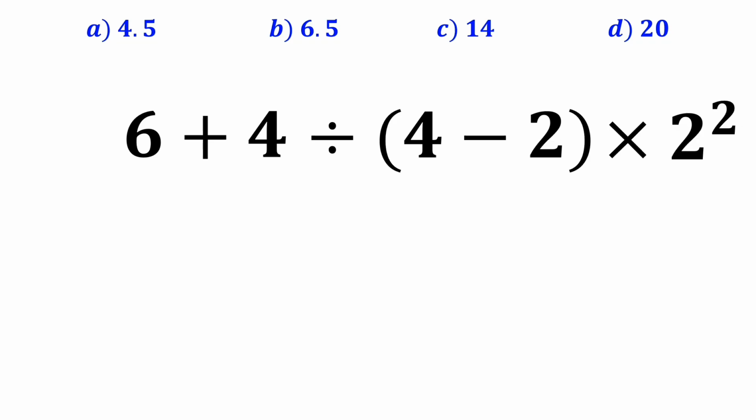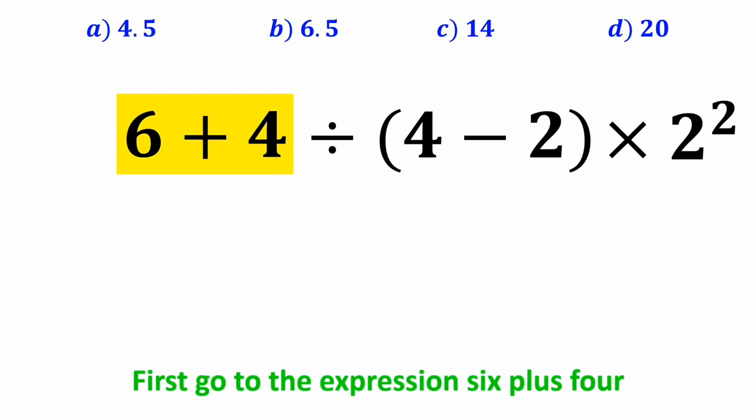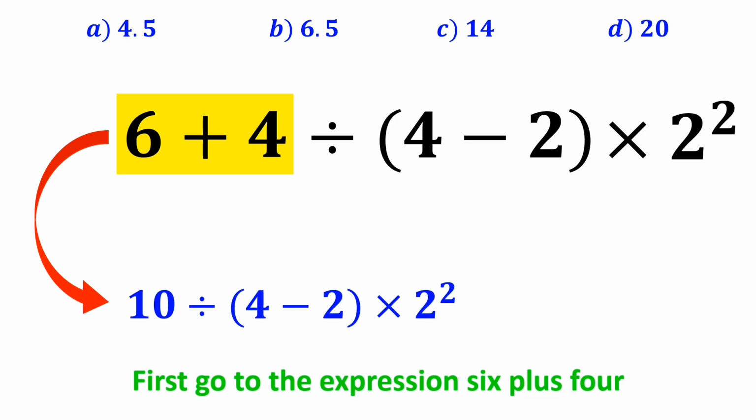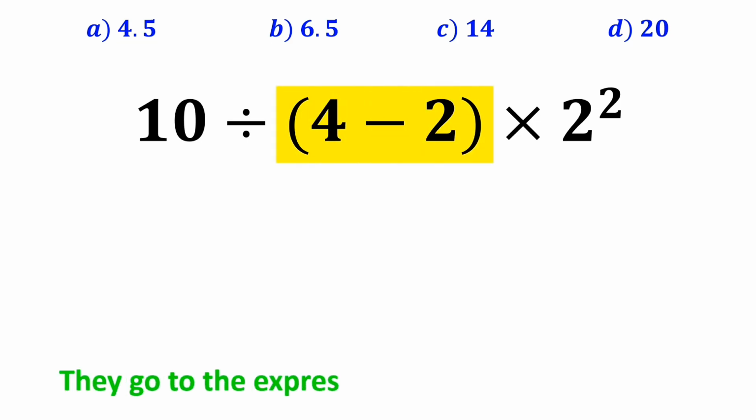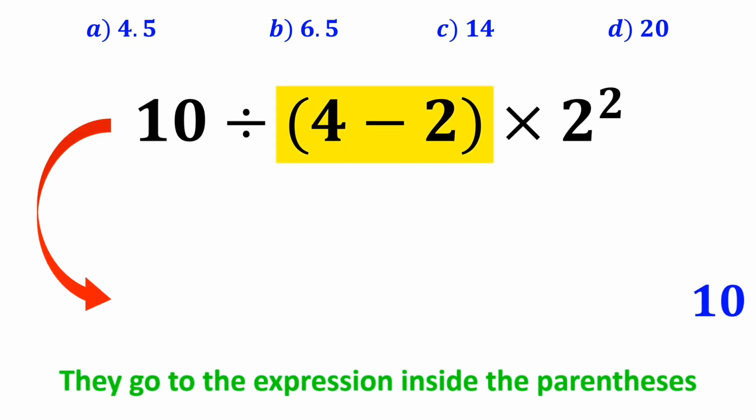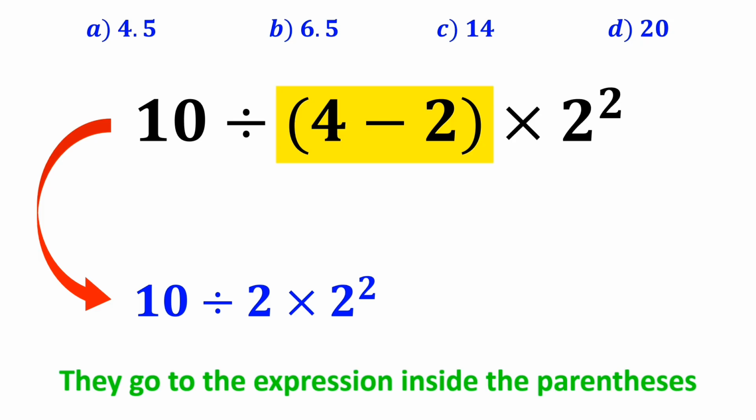Many people, to solve this question, first go to the expression 6 plus 4, and instead of this expression, they write 10 divided by 4 minus 2 inside the parenthesis, then multiply by 2 to the power of 2. In the next step, they go for the expression inside the parenthesis and simplify this expression to 10 divided by 2 times 2 to the power of 2.